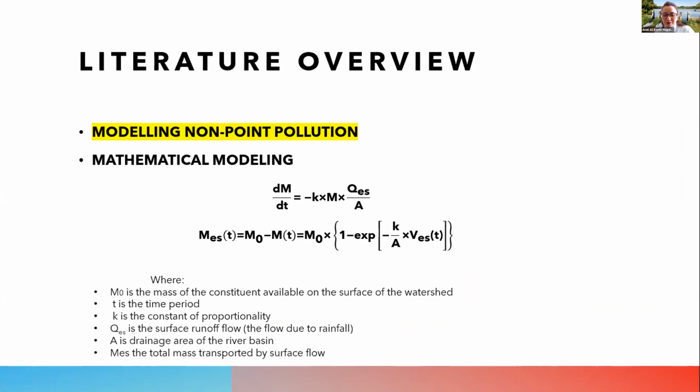And last but not least, we have the mathematical modeling for the non-point pollution. It's a representation of the wash-off of the pollutants by the rainfall. And it states that the total mass transported by the surface flow is correlated to the flow due to the rainfall, a constant of proportionality, the drainage area, and the initial mass of the constituent available on the surface of the watershed that will be washed off the surface.